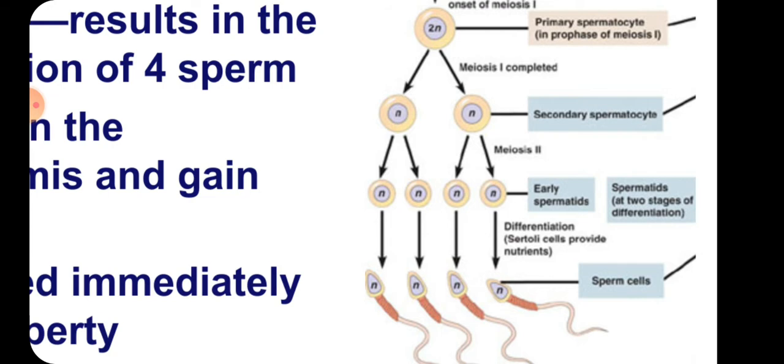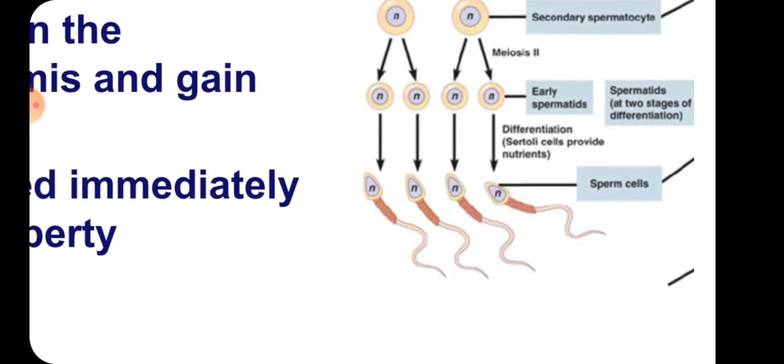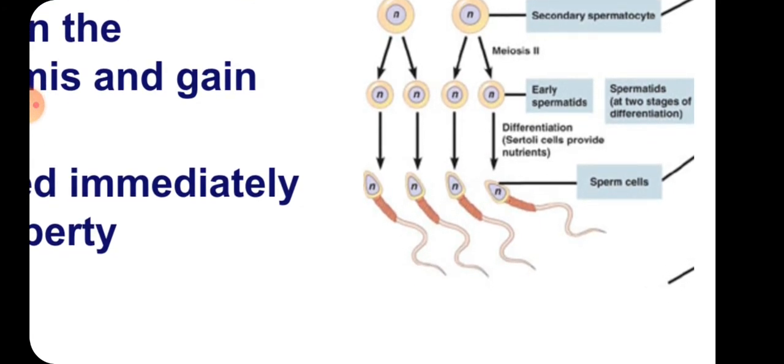Spermatids get further differentiated with the help of nutrition from Sertoli cells. The final functional sperms are developed which are tailed, which have an acrosomal cap, a big nucleus containing haploid chromosomes, and a middle piece which is shown in brown color which has only mitochondria.